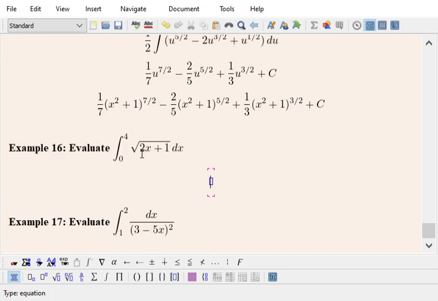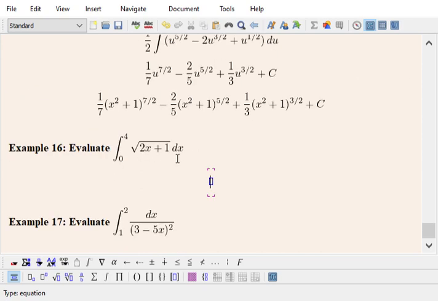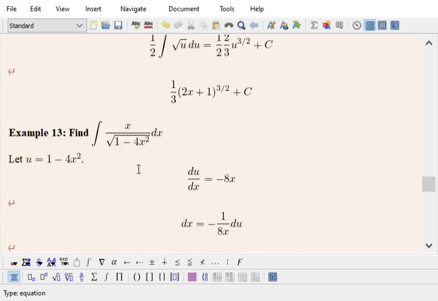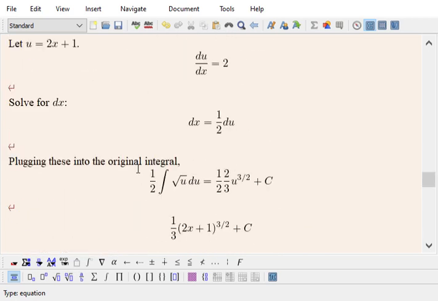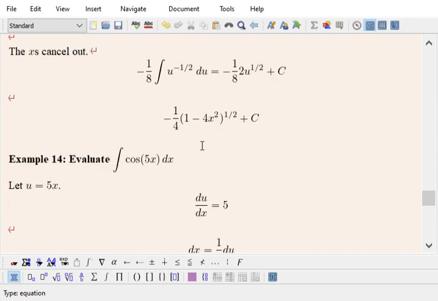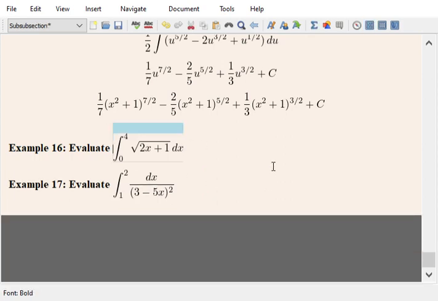Alrighty, evaluate this. Do we really need to? I mean, we already did square root 2x plus 1. That was up here. So that was this. All that we would be doing is, the only difference is that now this is a definite integral, so we would just be plugging in the top and the bottom and then subtracting them. Boring.